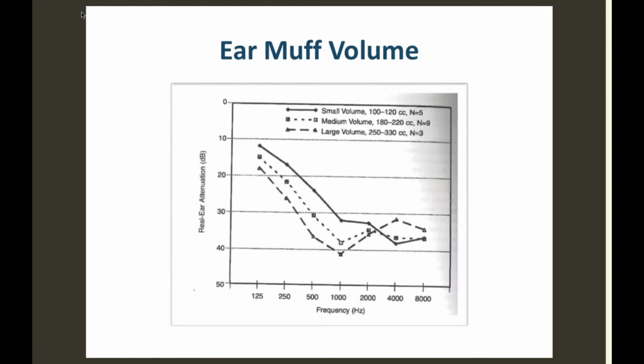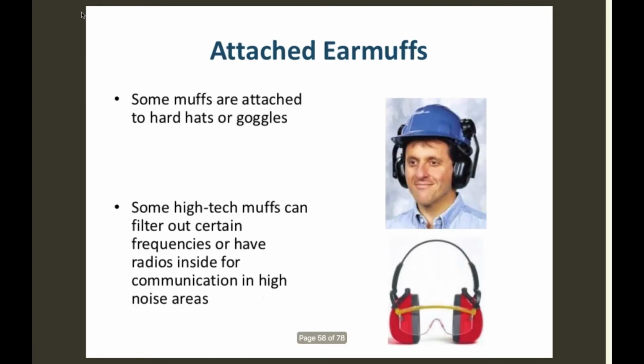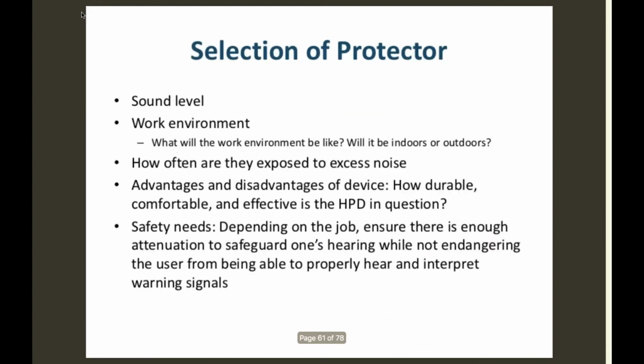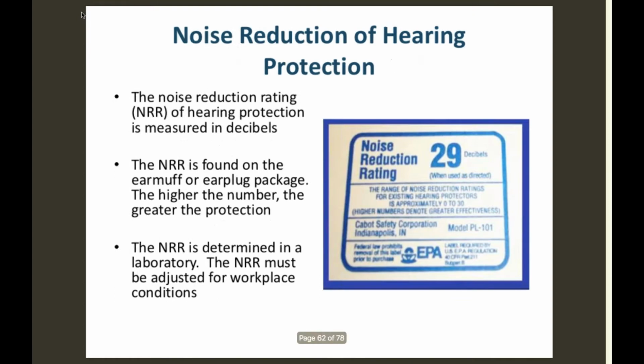Okay. And the frequency response: depending on the type of device you're using, it might be better at reducing sound levels at different frequencies. Again, with the octave band analyzer, you figure out whether the device you're using to protect the worker is really appropriate for the frequency of the sound you're exposing them to. Okay. Selection of protection depends on the sound level, the work environment, how often they're exposed to excessive noise, how durable the device has to be, and whether, with these things on, he's still going to be able to safely do his work.